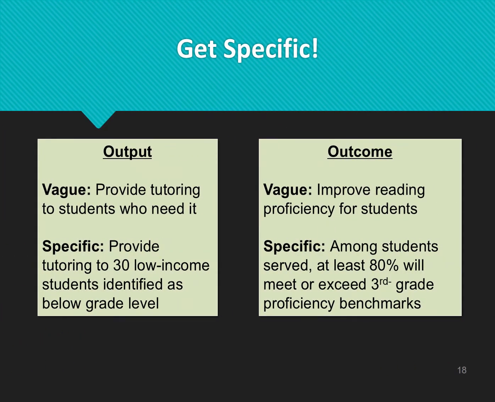It is very important to get specific about your outputs and outcomes. A vague statement would be, provide tutoring to students who need it. A specific statement would be, provide tutoring to 30 low-income students identified as below grade level on curriculum based reading assessments. For your outcome objective, a vague statement would be, improve reading proficiency for students. A specific statement would be, among students served, at least 80% will meet or exceed third grade proficiency benchmarks on the reading assessment that accompanies the tutoring curriculum used.